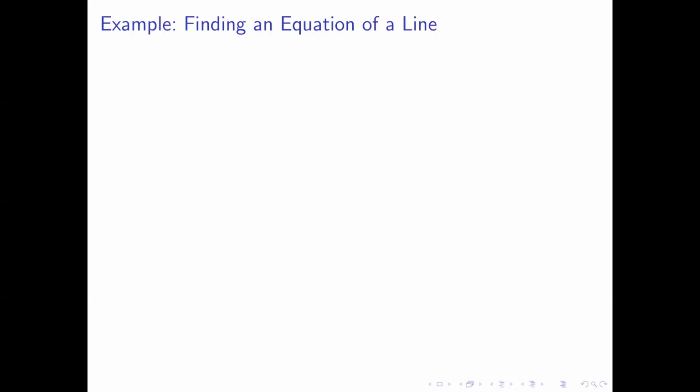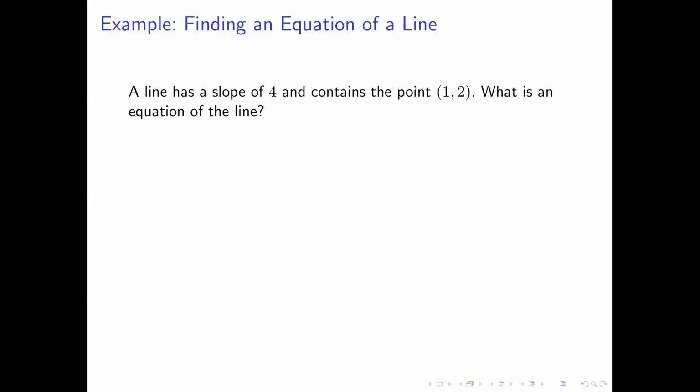So let's look at an example of how to use these. Say I tell you this information about a line. It has a slope of 4, and the point (1, 2) is on it. We want an equation for this line.